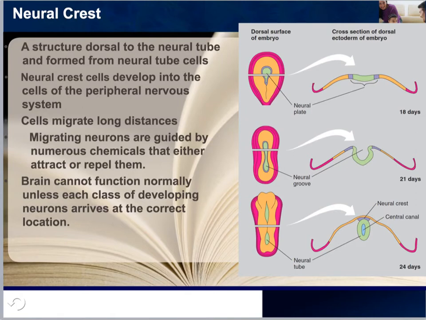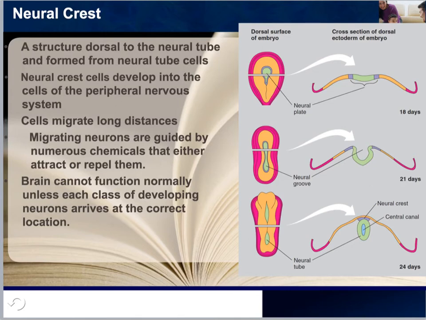All the nerves, all the afferent nerves that allow you to respond to stimuli on the outside actually come from the neural crest in this piece right here. The cells do migrate long distances, as we do have quite a bit of space to cover. The migrating neurons, again, are guided by these chemicals that either attract or repel them. If they're a specific type of cell which has developed into, as stated earlier, a specialized cell, it would then be guided by chemicals and attracted to a specific location.